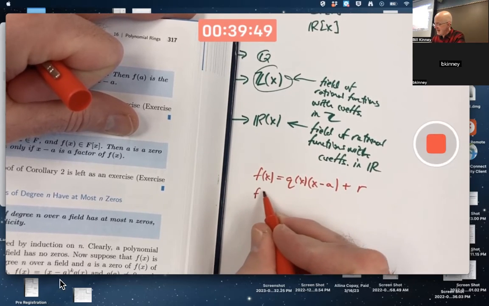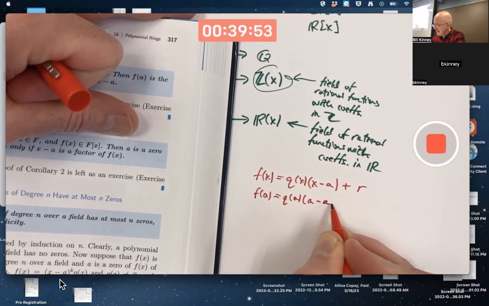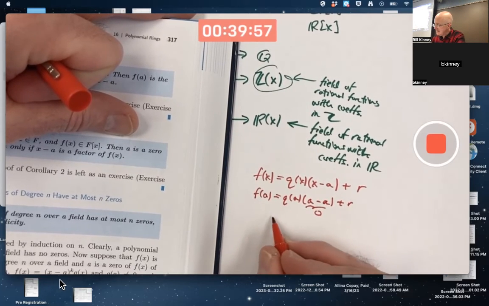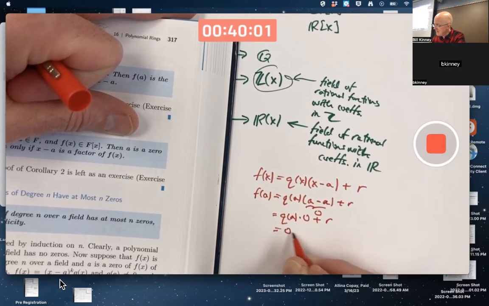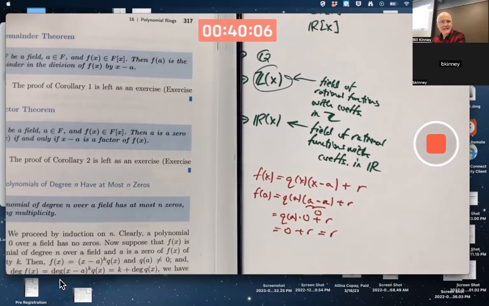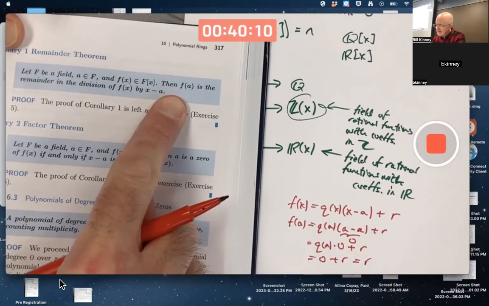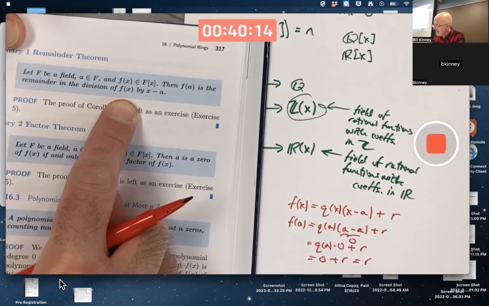Now just plug in A. And yes, in a field, A minus A is 0, the additive identity. And yes, the additive identity times any field element is 0. That's the essence of the proof of the remainder theorem. F of A is the remainder in the division of F of X by X minus A. R equals F of A.